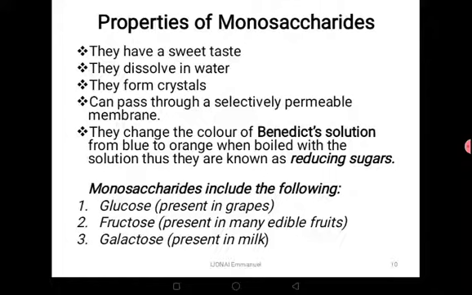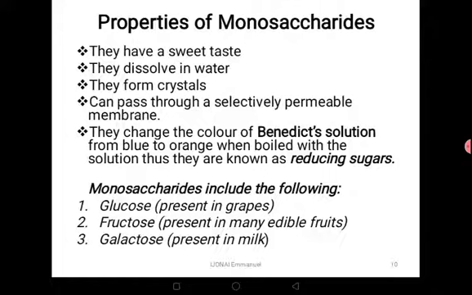One is that they are sweet. They have a sweet taste. So some of the things that you eat that taste sweet may be containing monosaccharides. The other one is that they dissolve in water, meaning they are highly soluble in water. They also form crystals. I hope you know what crystals are. When you touch them, you feel small solid particles. Those ones are called crystals. So monosaccharides form crystals. The other one is that they can pass through selectively permeable membrane because of their small structure.